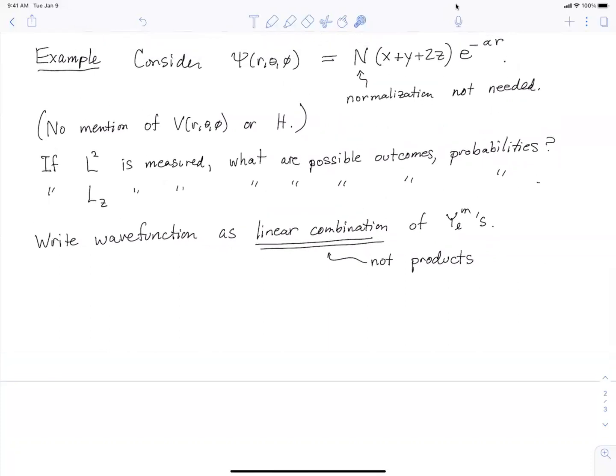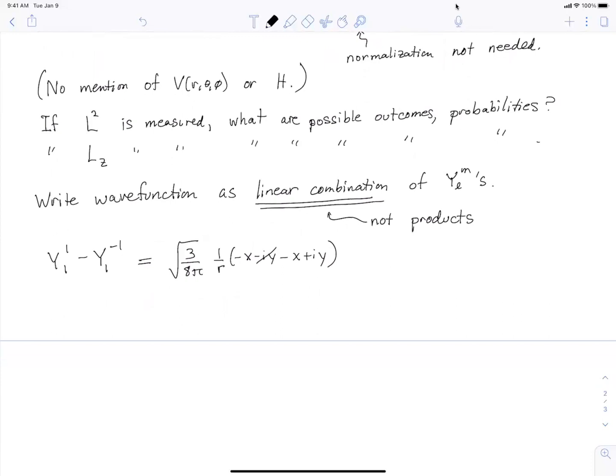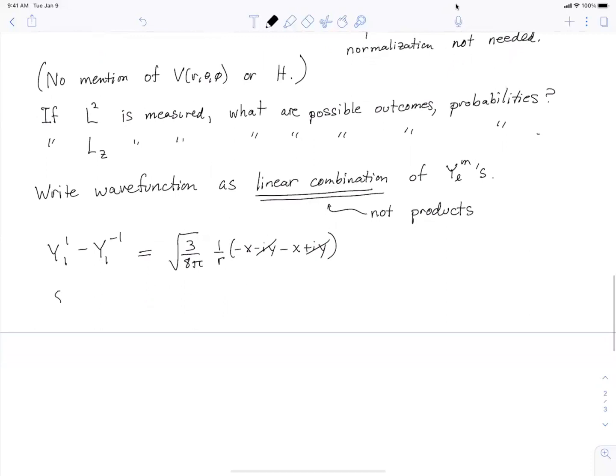So we have our wave function here, which has this form. And now what we can notice is that if we take the linear combination Y_1^1 minus Y_1^-1, I'm saving clutter by not putting in the theta phi dependence, that's the square root of 3 over 8 pi, 1 over r, times minus x minus iy minus x plus iy. And so the iy's cancel out. What we can conclude from that is that x is equal to the square root of 2 pi over 3 times the radial coordinate times Y_1^-1 minus Y_1^1.